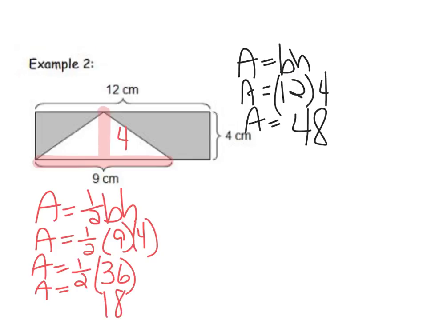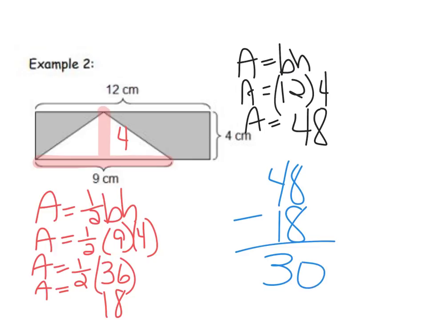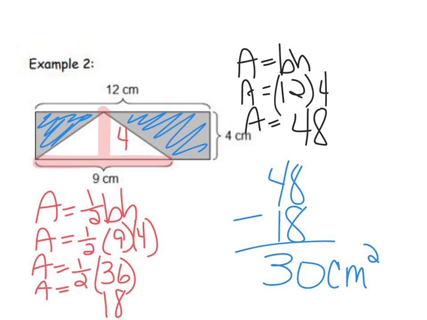Okay, so now that we know the area of the rectangle and the area of the triangle, we're going to go ahead and do what? Subtract it. So 48 minus 18 gives you 30. So that means this shaded part, the area is going to be 30. And that is going to be 30 square centimeters.